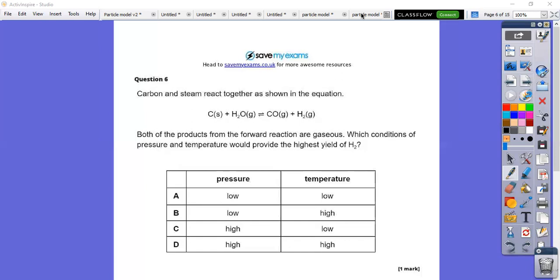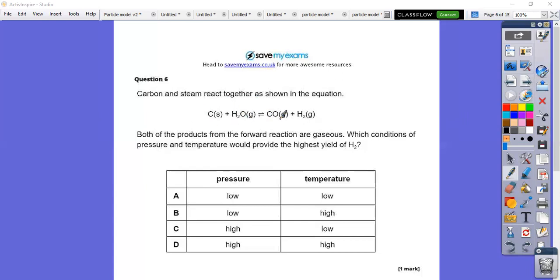Would it be D? Not quite on this one. So let's just try and think about this one because it is a bit tricky. Yeah. So carbon and steam. So I've got a gas, okay, but a solid. So these are going to be affected by pressure, aren't they? Yeah. So if we just try and look at the number of moles, well, firstly, is this balanced? Yes, it is.